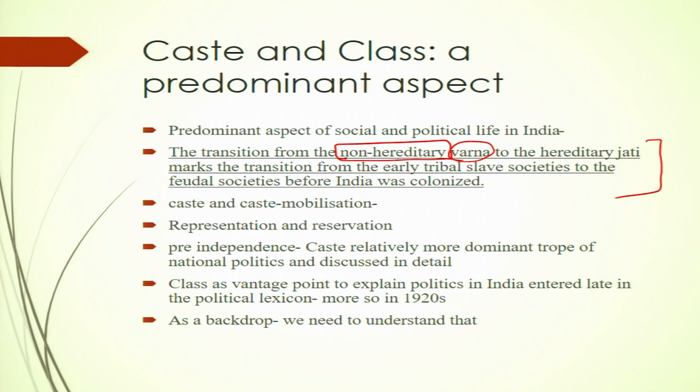But over a period of time, the society underwent certain changes, and this Varna got transformed from the non-hereditary to the hereditary organization of the social component and changed into the idea of Jati. So the transformation from Varna to Jati is primarily the transformation from non-hereditary to hereditary organization, and in this process a very significant change took place in Indian society in the form of feudalism emerging, and eventually India got colonized, and this process of fortification or concretization of the issue of Jati continued.